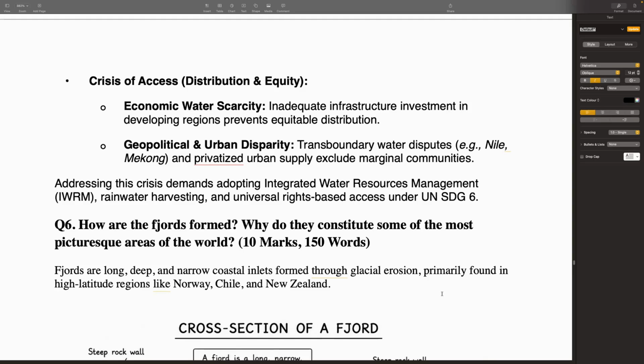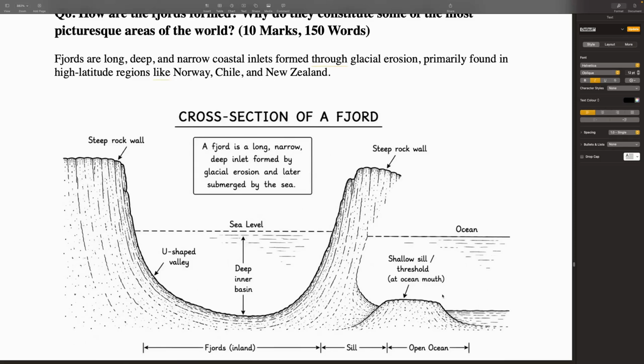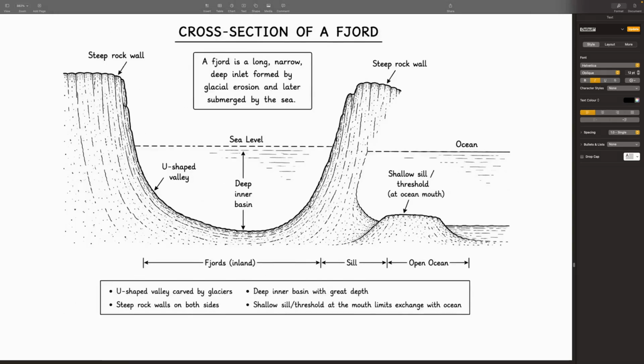How are the fjords formed? Why do they constitute some of the most picturesque areas of the world? Fjords are long, deep, and narrow coastal inlets formed through glacial erosion, primarily found in high latitude regions like Norway, Chile, and New Zealand. This is the diagram you need to draw: steep rock valley, U-shaped valley, sea level, deep inner basin, steep walls, all of this, right?